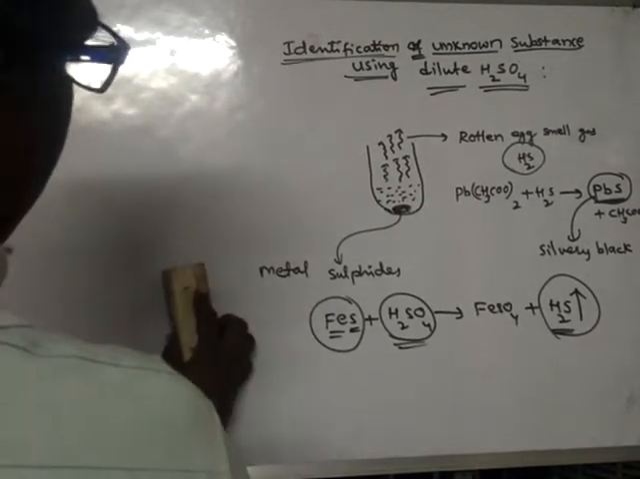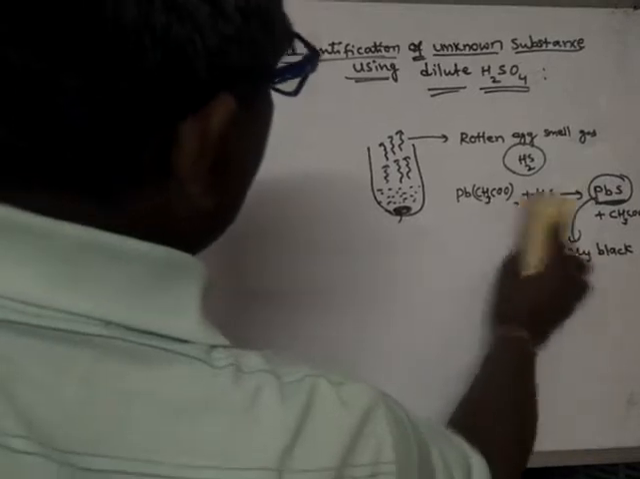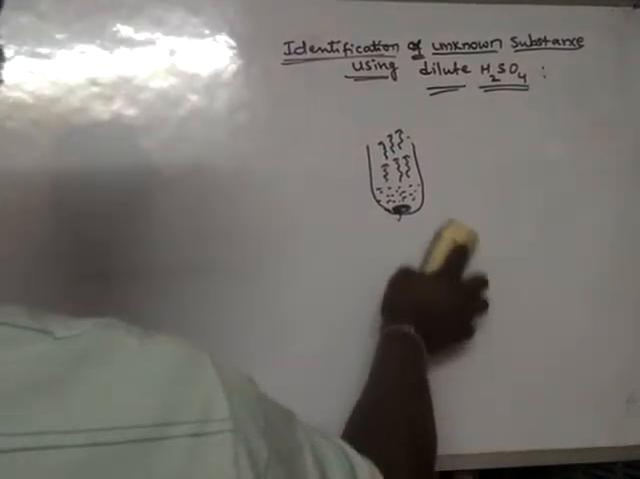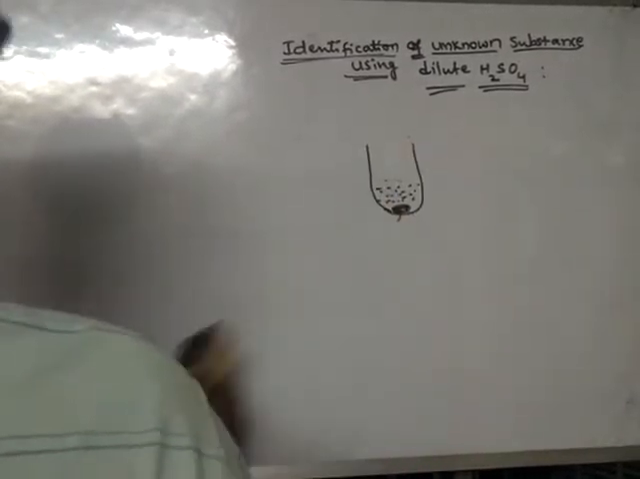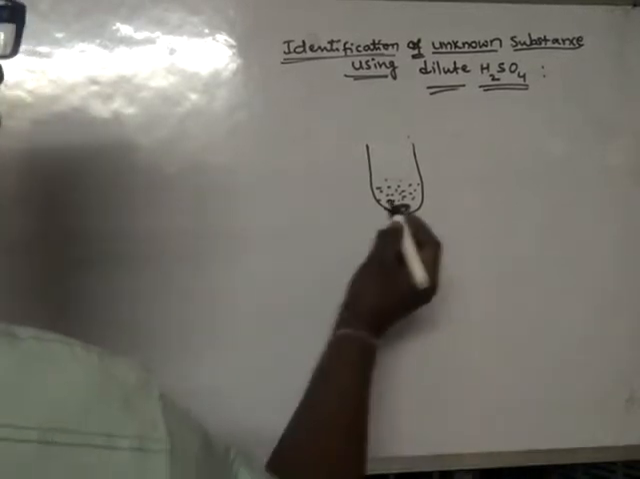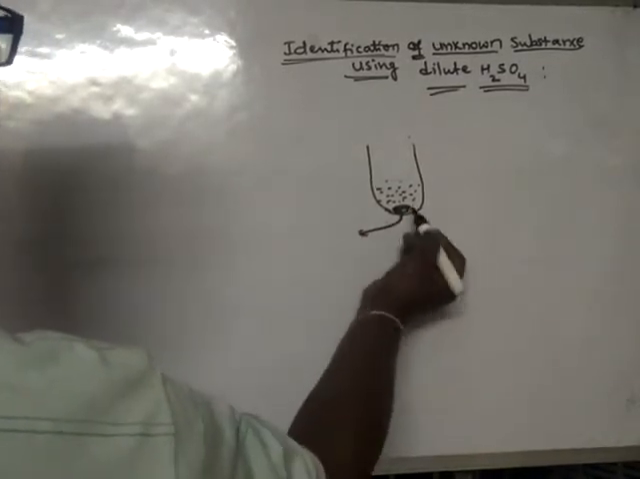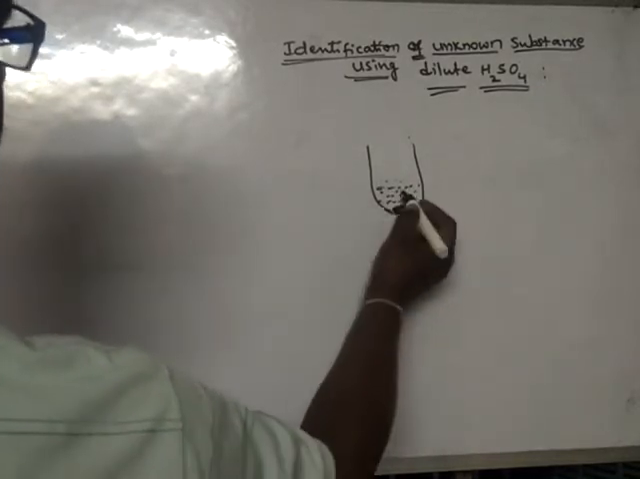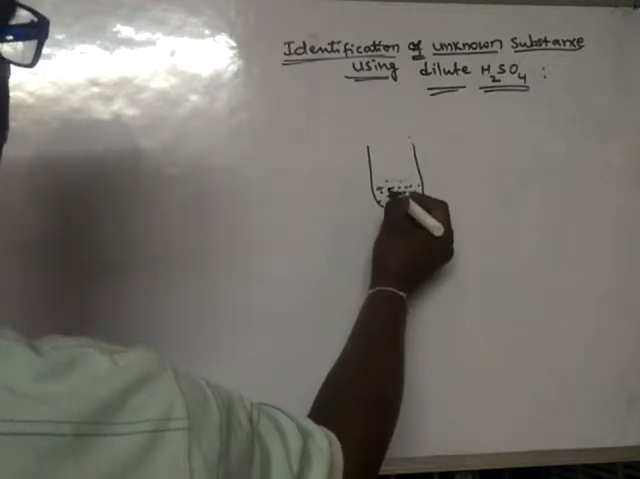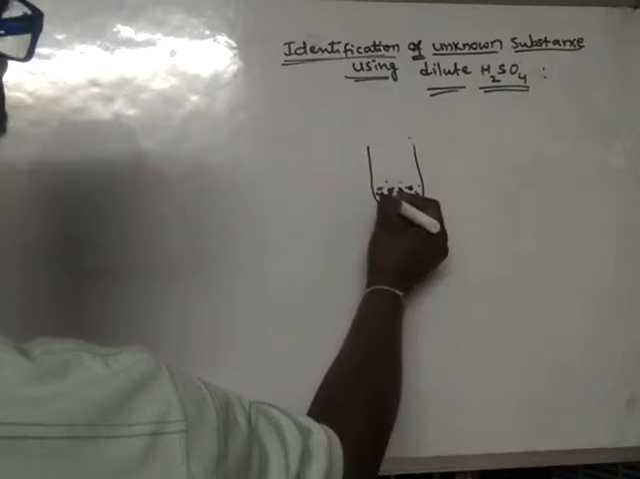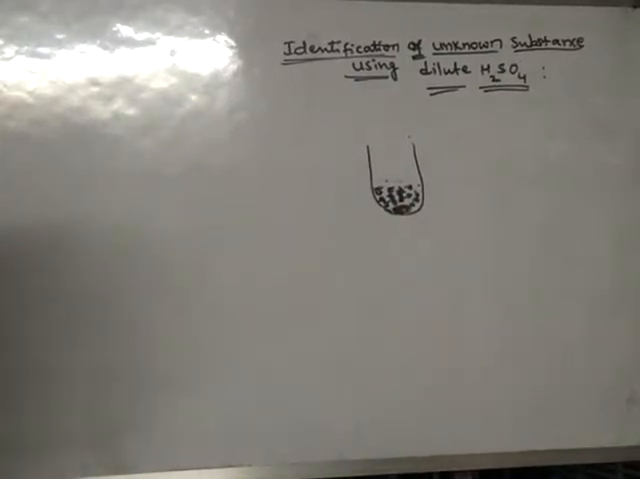Right. Now let us learn about another unknown substance that can be detected by using dilute sulfuric acid. Suppose we take another substance. We don't know what that substance is. Simply another substance is kept in dilute sulfuric acid. Now this substance is producing brisk effervescence. Effervescence means bubbles. Brisk means bubbles are released very fast.